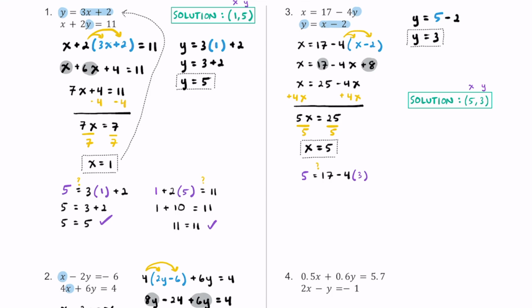On the left side, we have 5. On the right side, we have 17 minus 12. 4 times 3 is 12, right? And then 17 minus 12 is 5. So since 5 does equal 5, this one does check out.